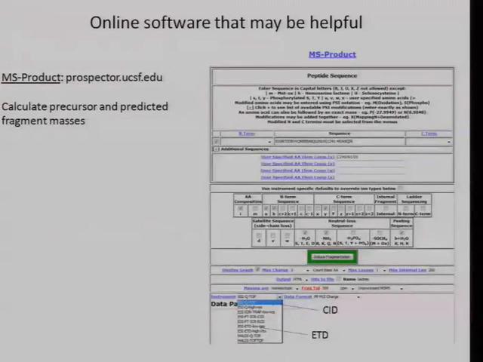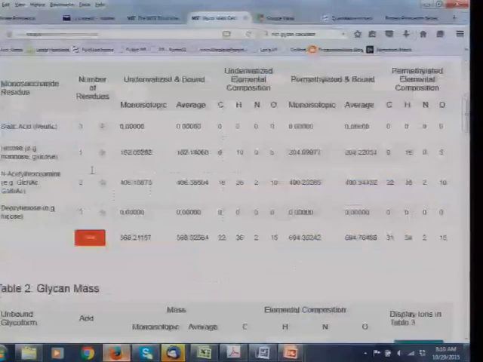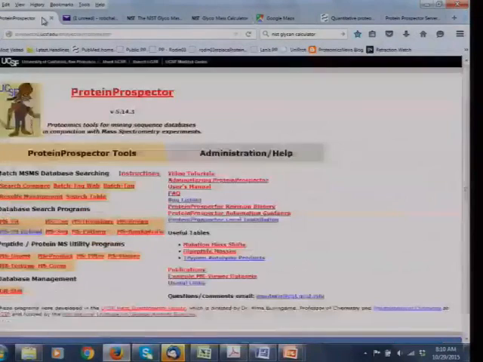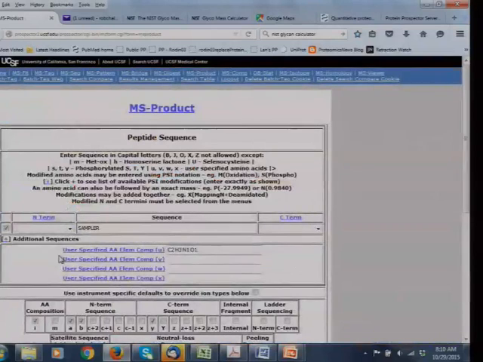And so the other program I'm highlighting here is called MS Product. This can be used to tell you what the masses of the potential fragment ions would be from the peptide part of it. So, we've got the internet, let's do it. This is Protein Prospector, and I'm clicking on MS Product, which is here. So I can type in the sequence of the peptide, which I can't remember.